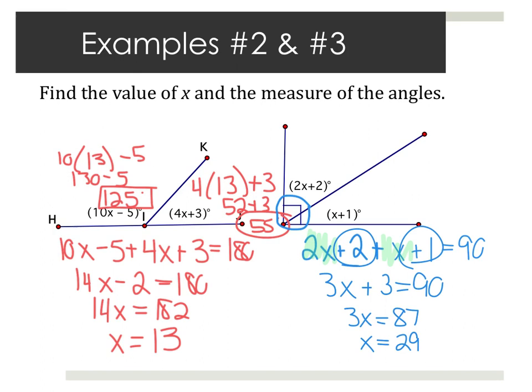Now we have to find the angles. Let's plug that in. 2 times 29 is 58. 58 plus 2 is 60. And then this angle is 29 plus 1. That gives me 30 degrees. 60 degrees. And so those two do add up to 90. So I know that I did this problem correctly.